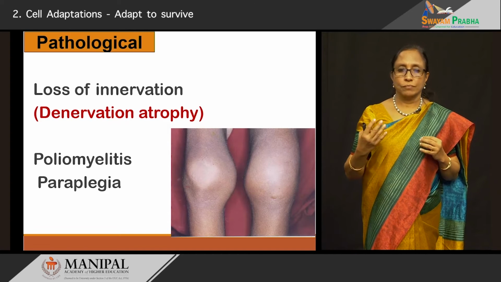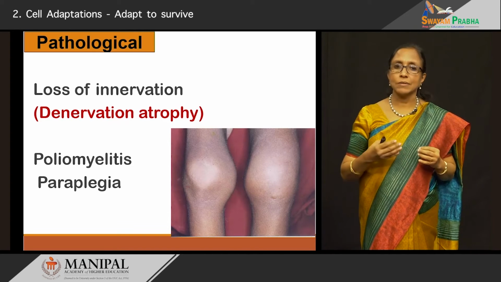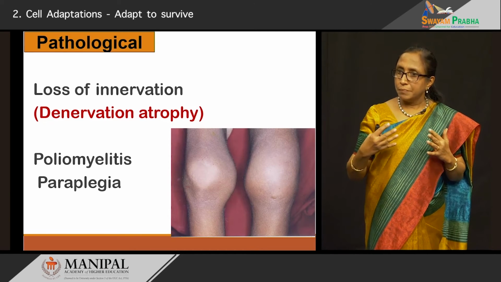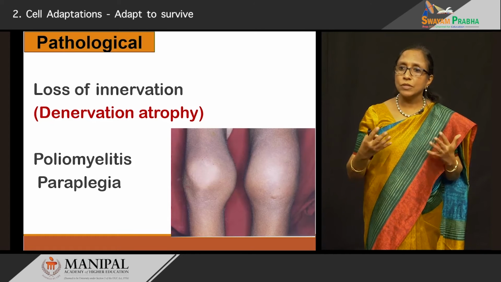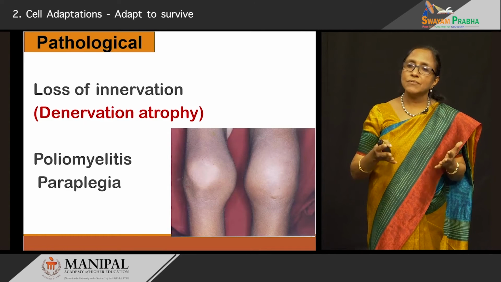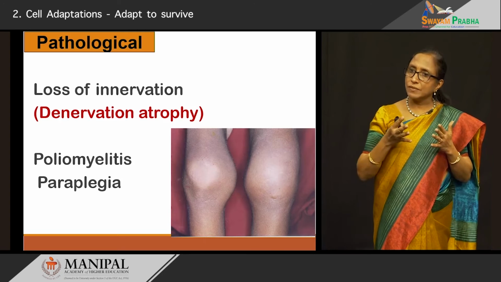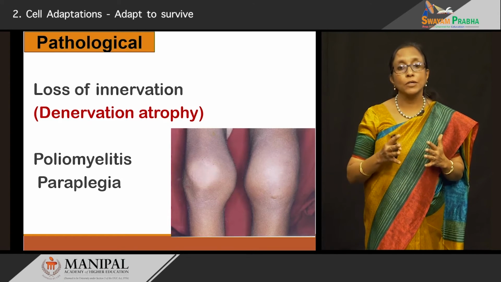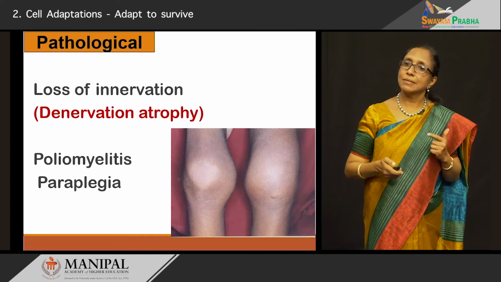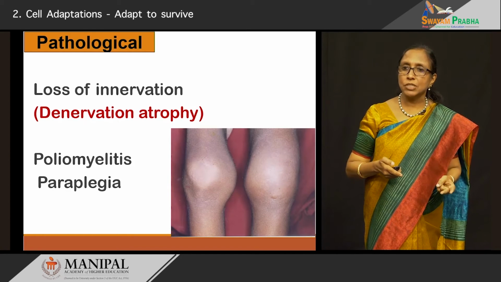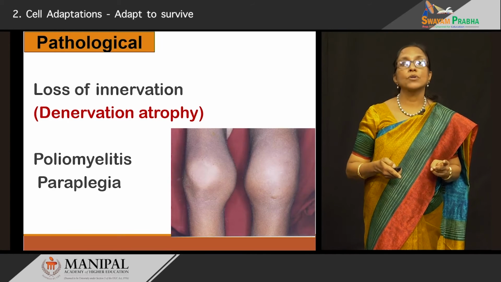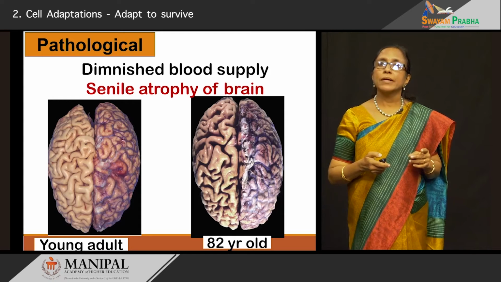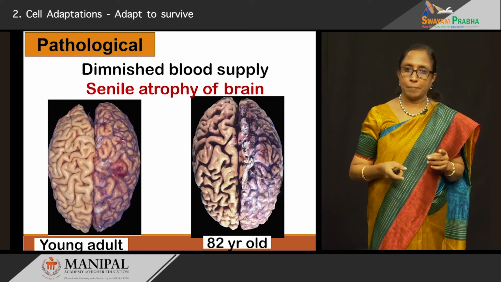In cases of infections like poliomyelitis or paraplegics, where their limbs are paralyzed, because there is no movement again, the nerves are required for the functioning of the skeletal muscle, so that there again the skeletal muscles undergo atrophy. So, that is the second situation, denervation atrophy, and the first one we saw was disuse atrophy. Now, the next situation is when there is a decrease in the blood supply.